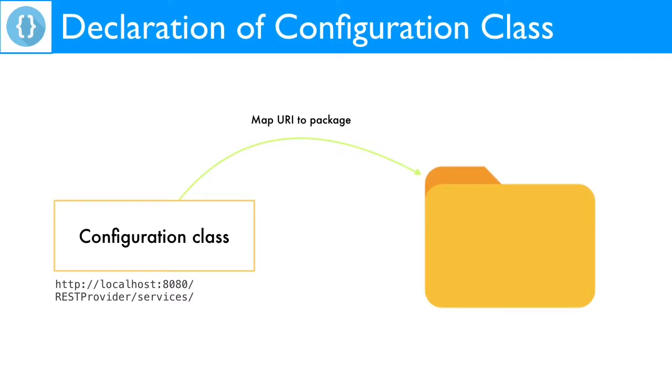For example, we design the URI as localhost:8080/rest-provider/services, and we want this URI to map to our package, which is hogwarts.rest.services.